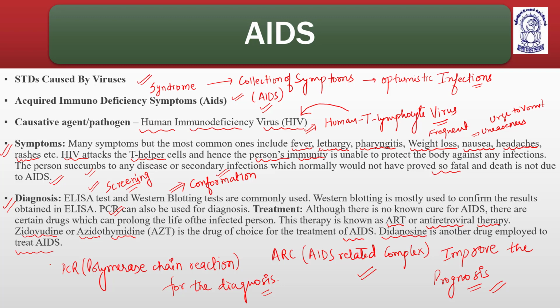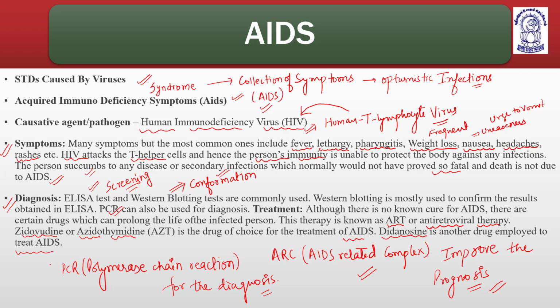It comes with a decrease in the cluster of differentiations, the cells which actually help to improve the immunity, the T helper cells. It mainly infects T helper cells, and the moment T helper cells are infected, the B cells and the T killer cells will not be doing their work. That is why the person suffers from many infections and dies because of multiple organ dysfunction syndrome or failure.